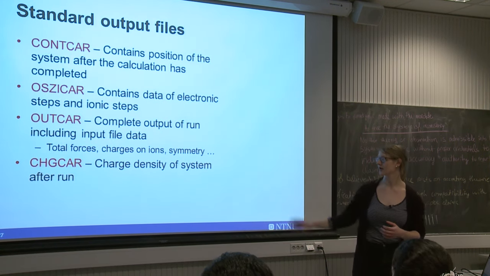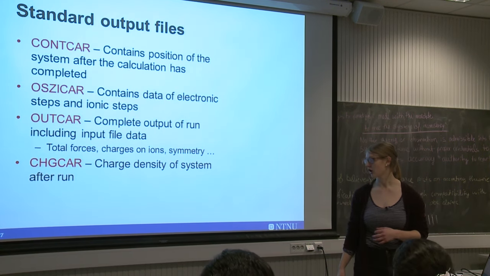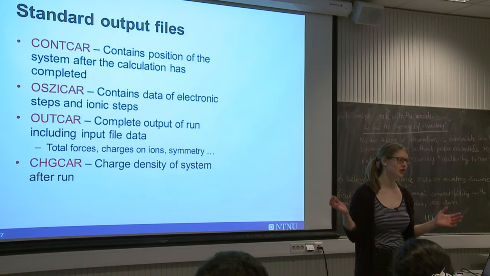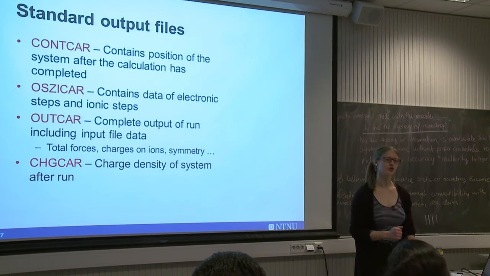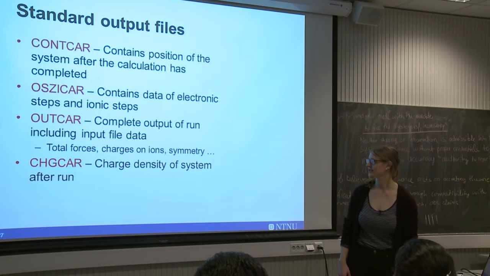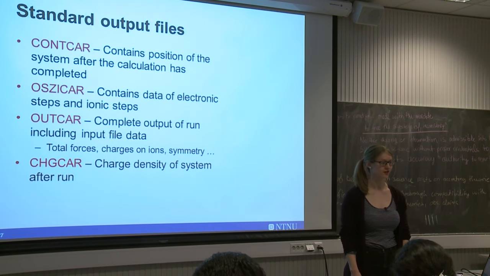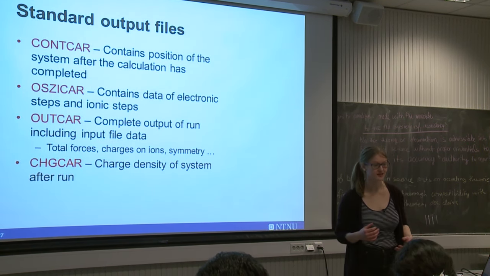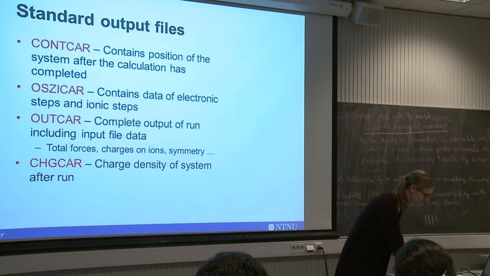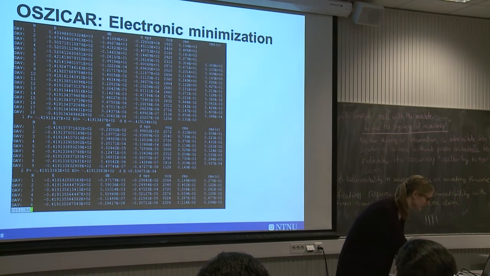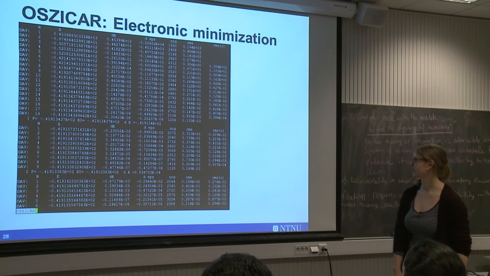And then you also get out a CHGCAR. There are a lot of things you can get out, so I can't state them all until you actually start doing these calculations yourself, but you get some sort of idea of what you put in and what you can get out, right? So the OSZICAR would look something like this.